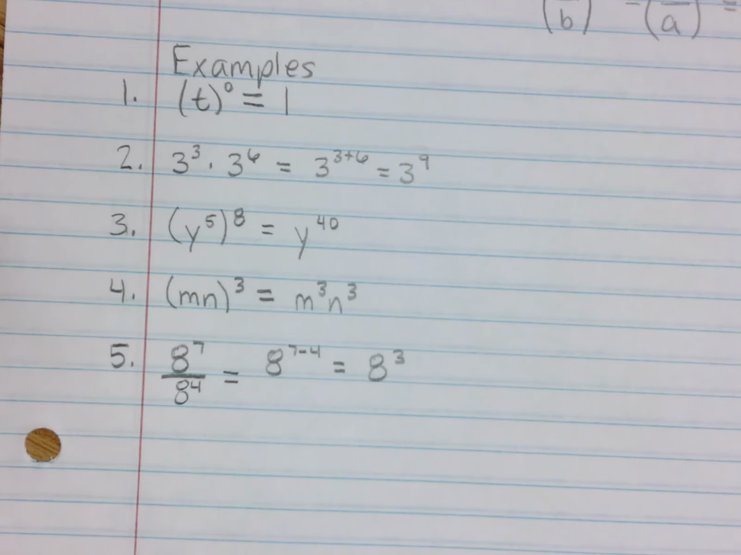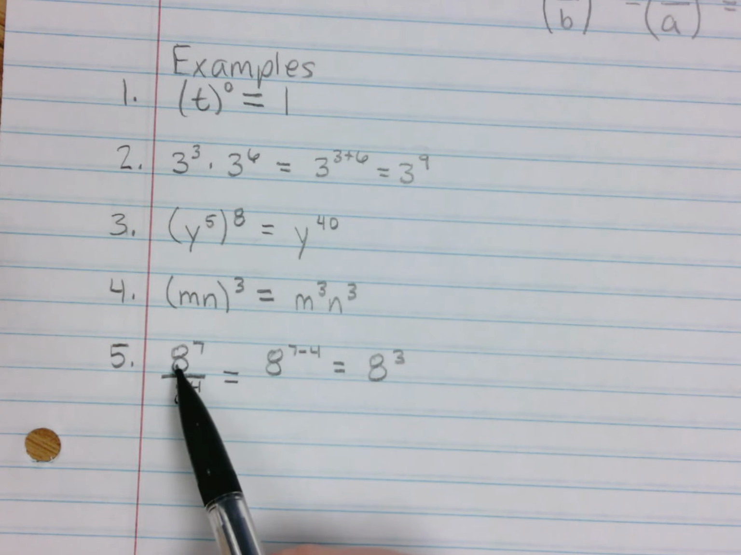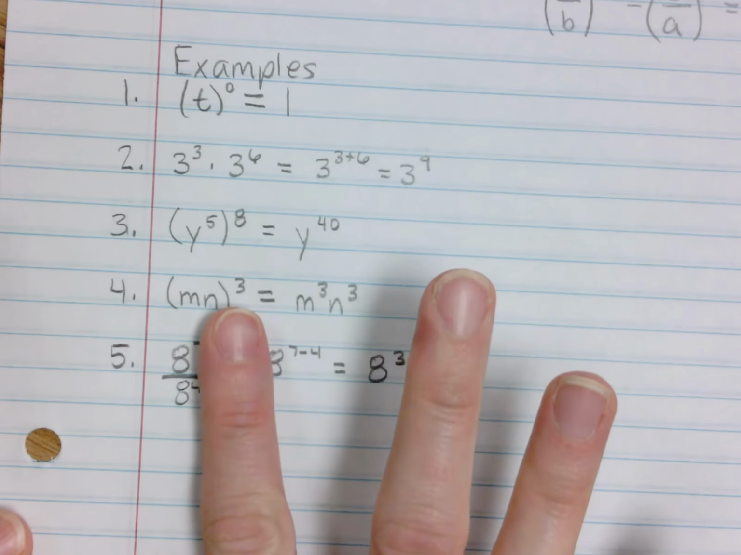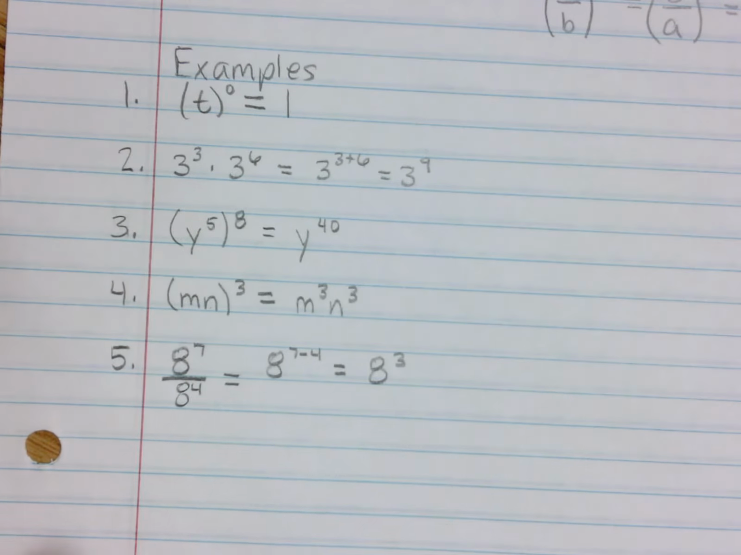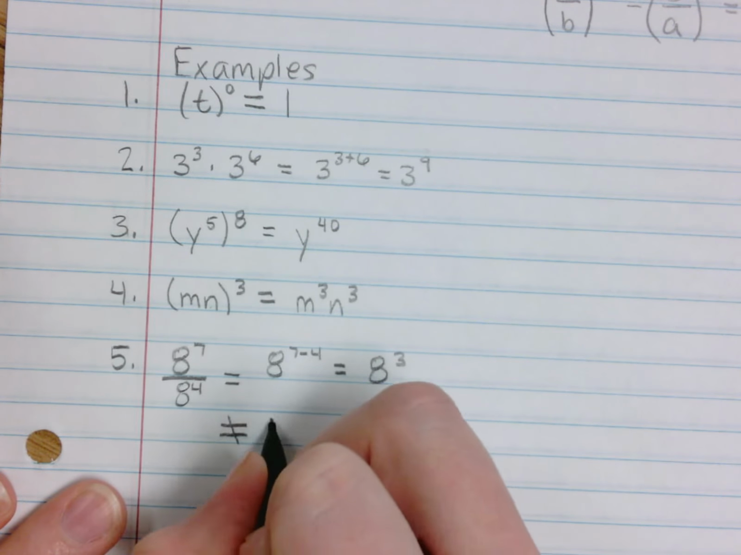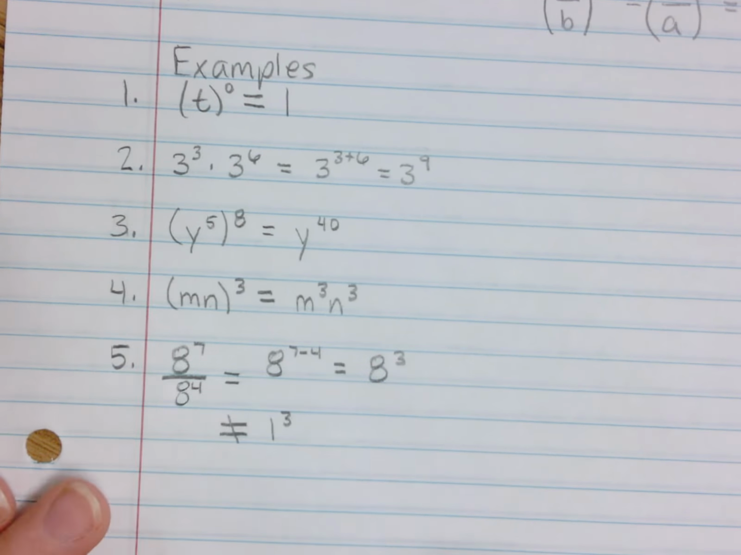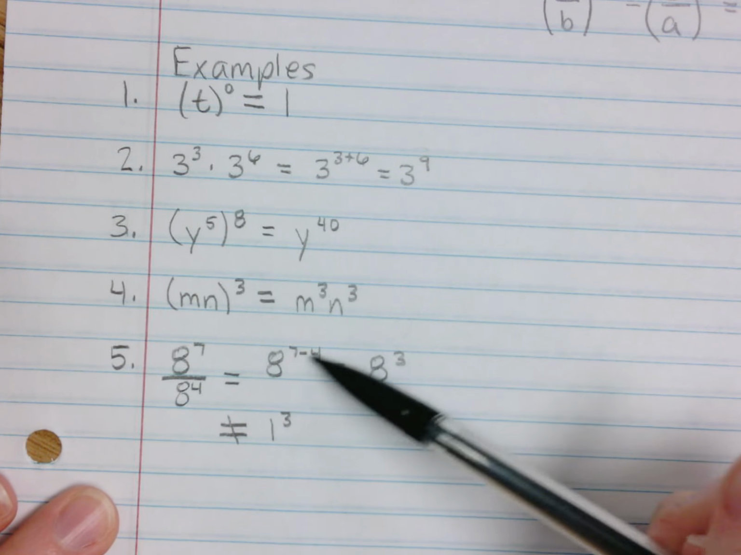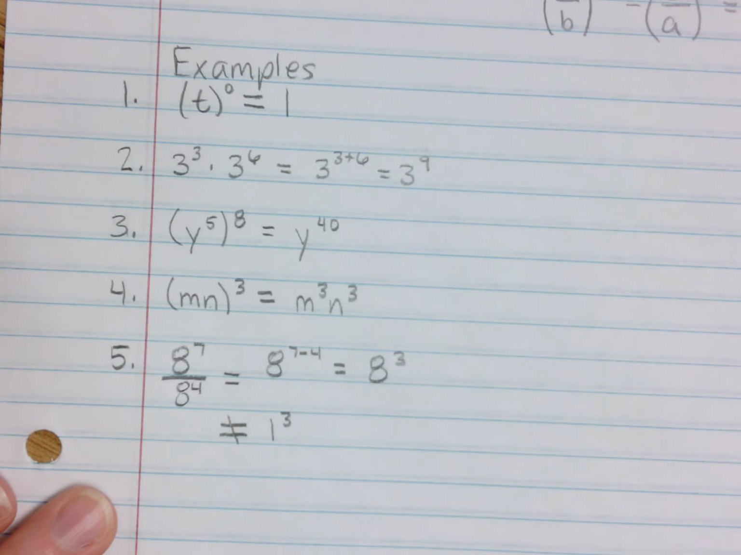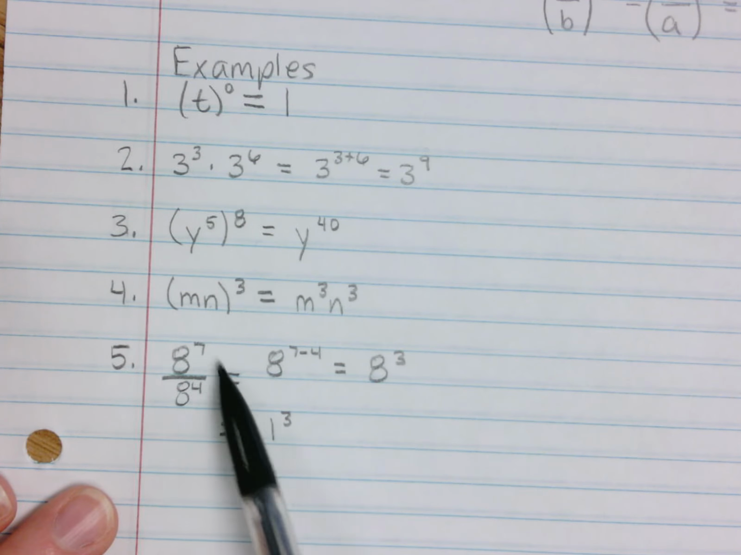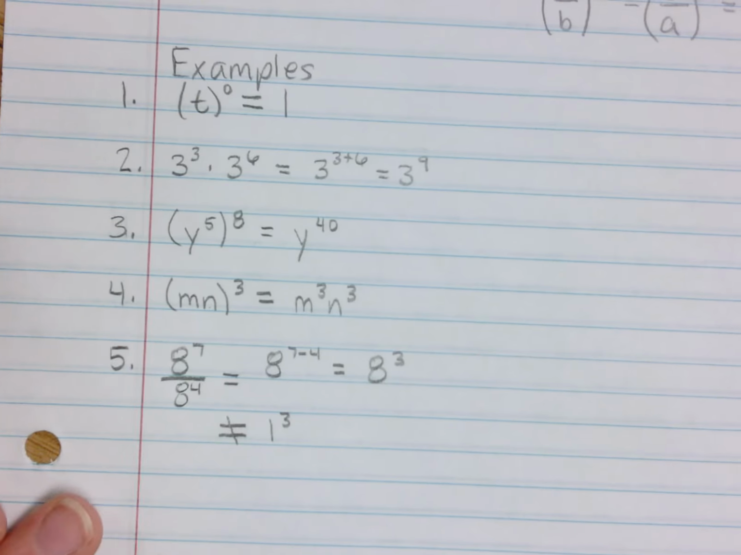Something I see often here is students want to take the 8 and actually divide it. This is not just 8 divided by 8. You cannot divide 8 divided by 8 and make this 1. So I should never see 1 to the third power. Students try to divide the 8 and subtract the exponents, and that would be an incorrect answer. These do not have the same value. Only subtract the exponent when using that property.